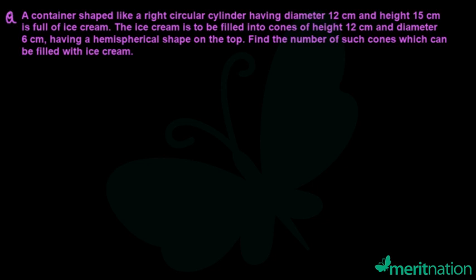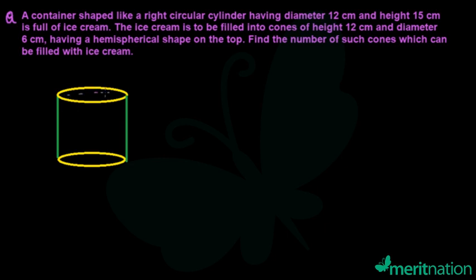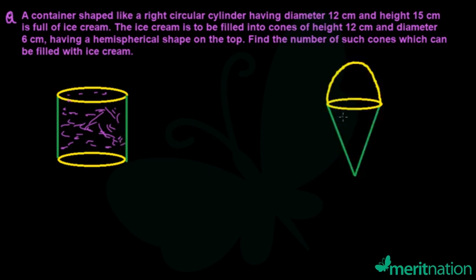So let's say this is a right circular cylinder. This container is filled completely with ice cream. Now this ice cream is to fill some cones which are something like this. There is a conical bottom and on top of this cone there is a hemisphere mounted. We have to find the number of cones that can be filled. So let's say there are n number of cones which can be filled using this ice cream.